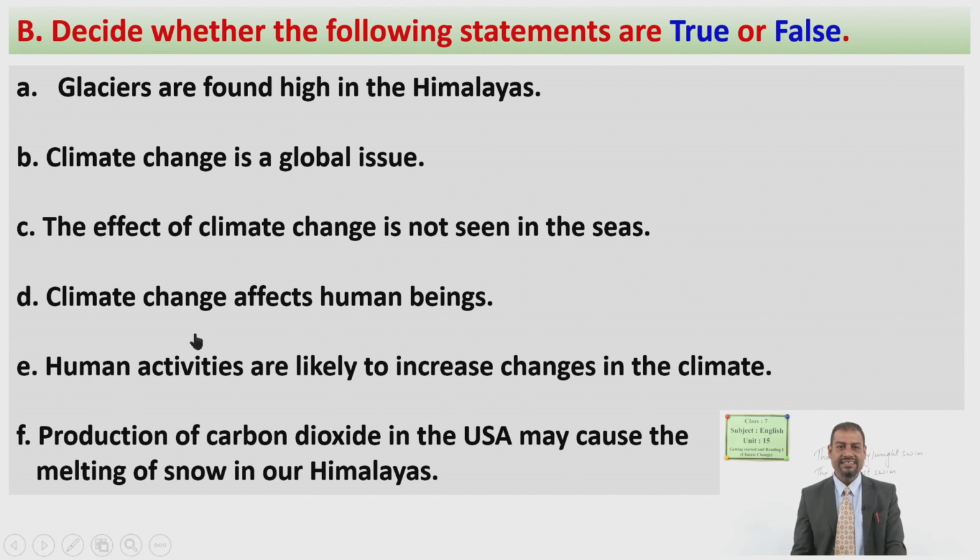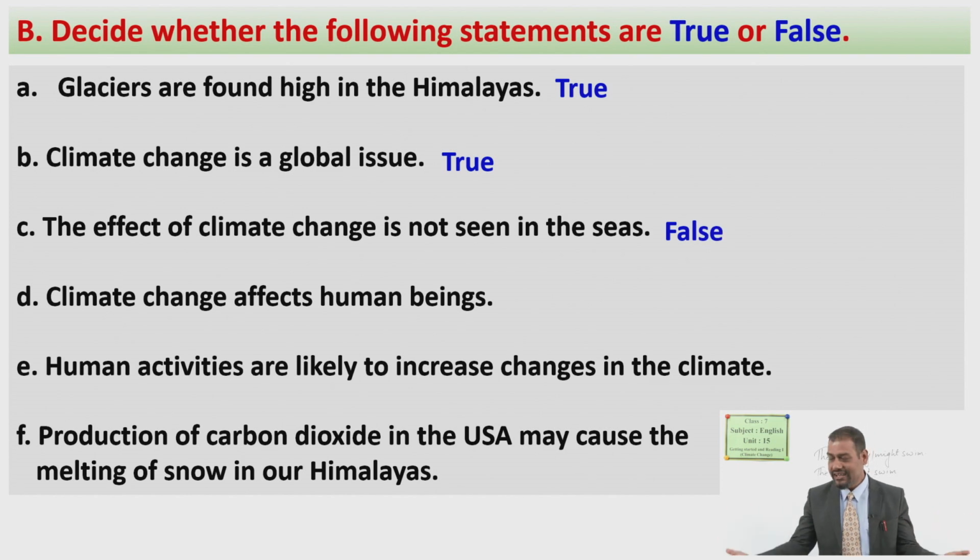See, A, glaciers are found high in the Himalayas. True or false? You can tell me now. It's true. B, climate change is a global issue, global problem. What do you think? Again, that is true. You are right. C, the effect of climate change is not seen in the seas. So we don't see any effect in the seas. Is it true or false? Okay, it is false. See, the level of sea is rising, you know.